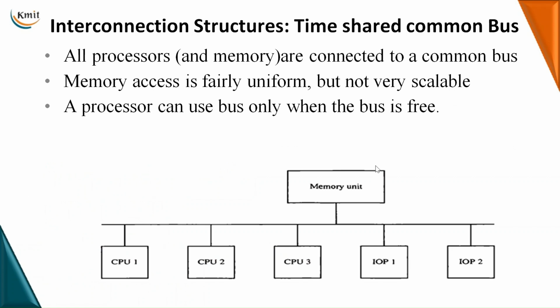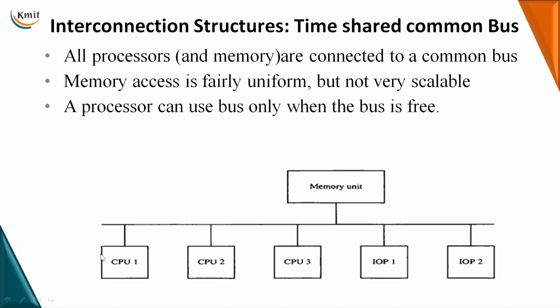So here, as the name implies, common bus. Here, all the CPUs are connected to the memory with the help of a single common bus, so that the memory access is shared and uniform. If you look at this diagram, you have a single memory unit connected to different types of processors. If you observe here, there are two types of processors. One is the normal CPUs and the other is the IOPs, input output processors.